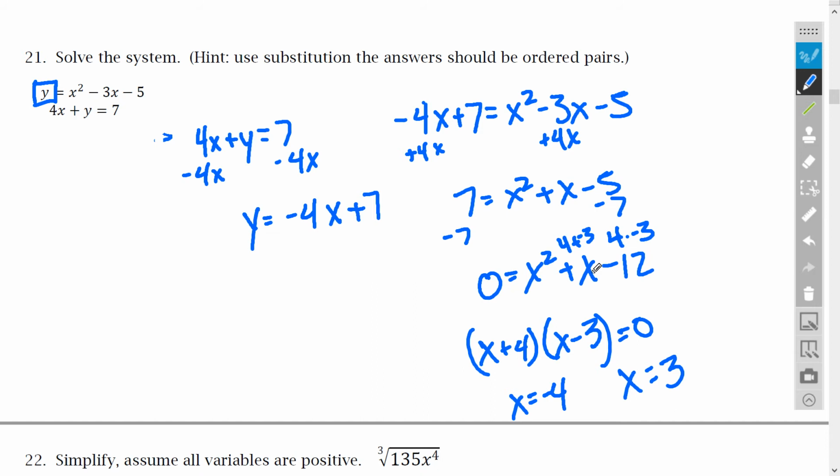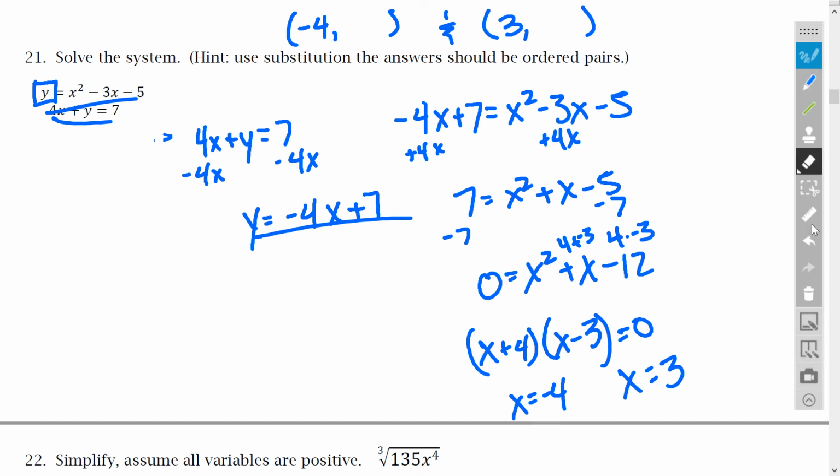So these are the x coordinates to my solutions. The first x coordinate is negative 4. That's one of my solutions. The second x coordinate is 3. That's another solution. If I want the y coordinate, I just need to use one of these equations to give me the y coordinate. Okay, I can use this one, I can use this one, I can even use this one. And I actually think this second one is the one I want to use because it's already solved for y.